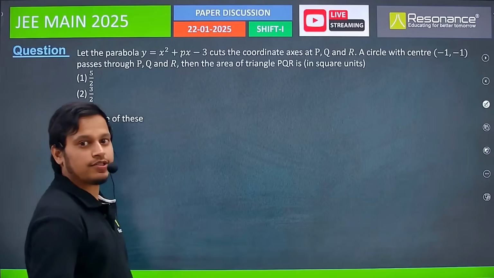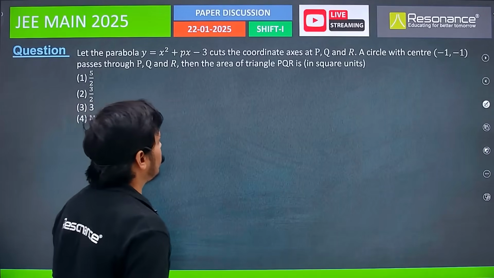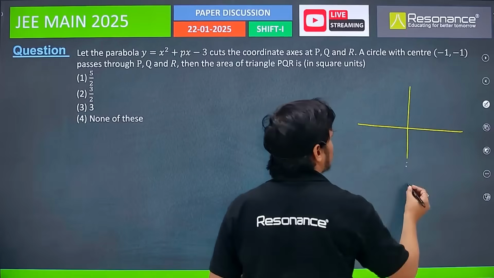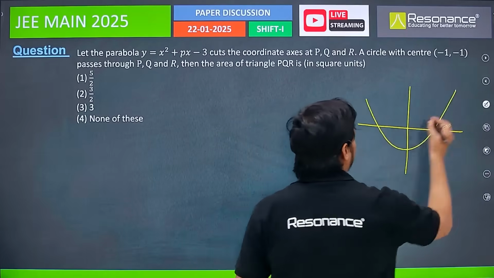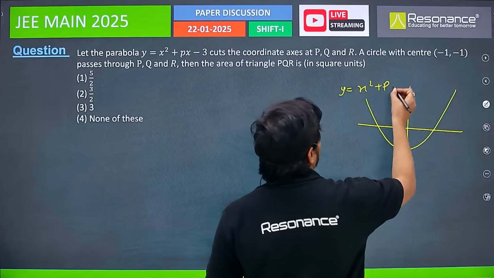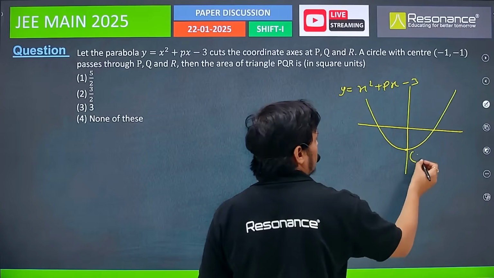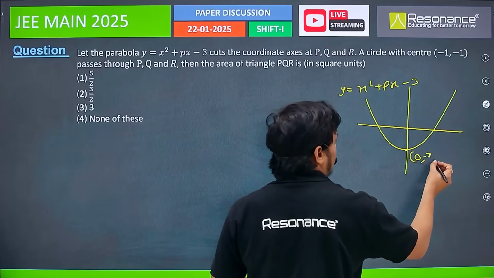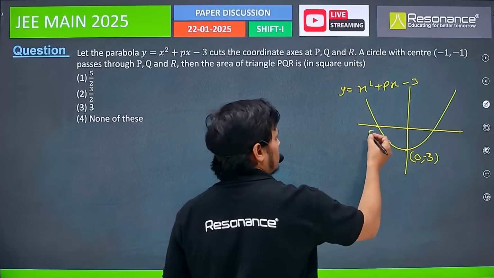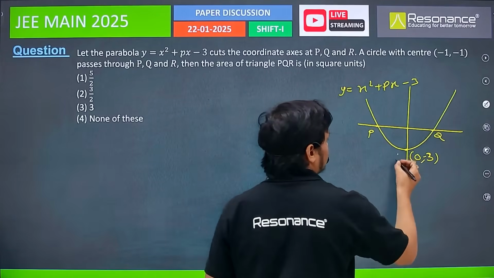Okay, so coming to the next question, let the parabola y equal to x square plus px minus 3 cut the coordinate axes at P, Q and R. Okay, no problem. Let me draw the graph, x axis, y axis, and this one is the parabola randomly. Y equal to x square plus px minus 3. So can I say the point of intersection with y axis, x equal to 0, y will be minus 3. Suppose these are the points. They are saying that the coordinate axes points are P, Q and R.